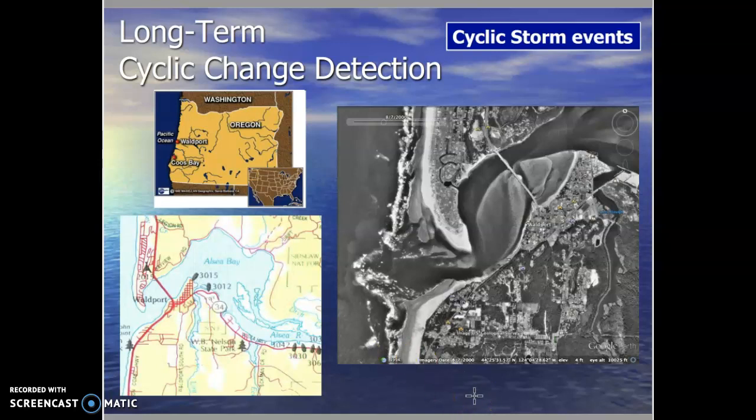Here is a long-term cyclic change detection example. So there are cyclic storm events like El Nino, right? We kind of talked about that on the last slide, but here is looking at it more in depth. This is the West Coast again. This is the Oregon coast, Waldport, Oregon, located here in the coast. And I did a project here studying the cyclic storm event of El Nino in 97, 98. I was at grad school doing my master's at the time when this happened, and I studied this particular sand spit and the Alsea Bay Waldport area.